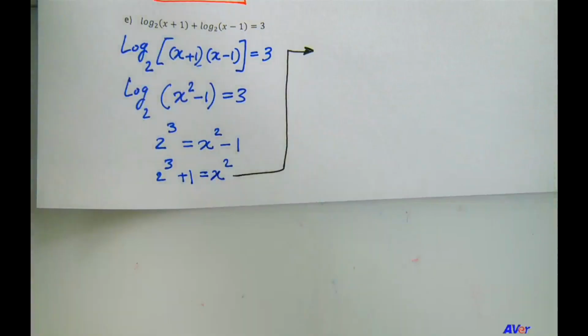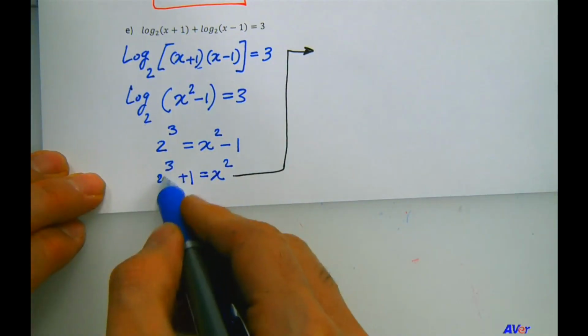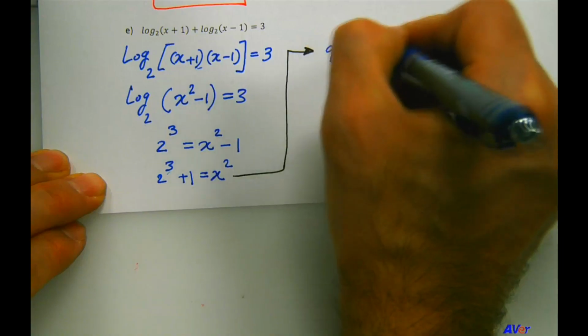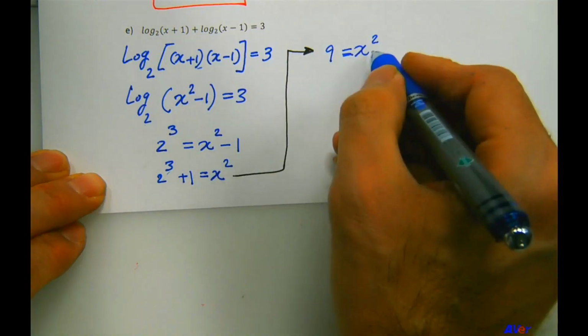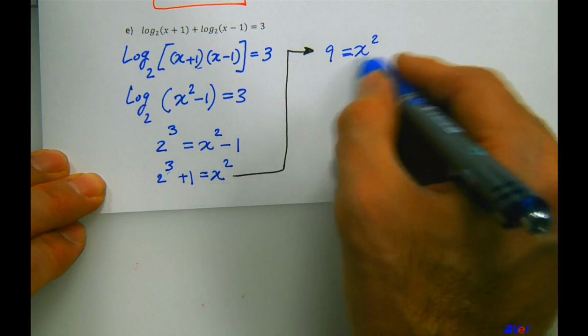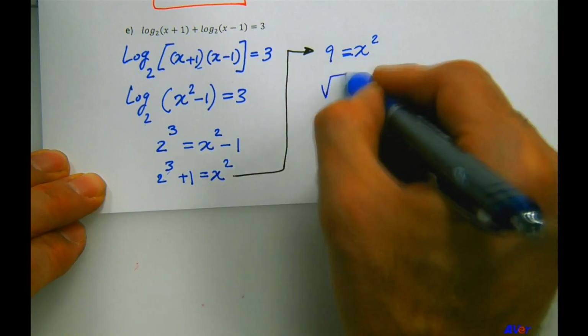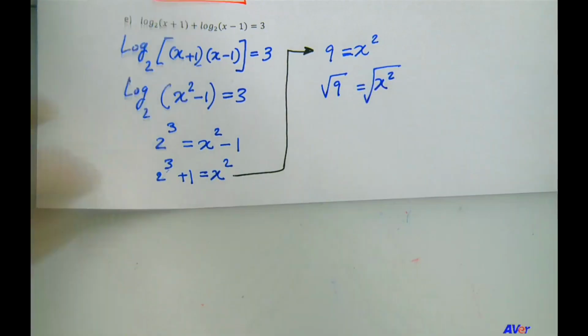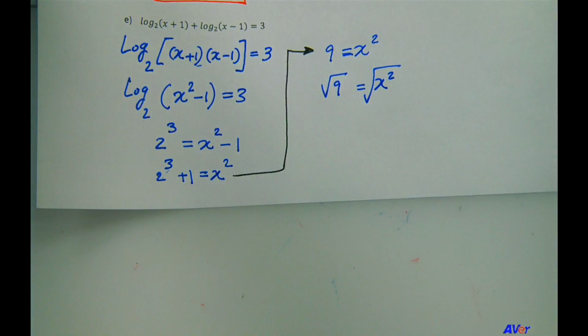So what do we have? On the left, 2 cubed is 8 plus 1 is 9 equals x squared, right? So what do we get? Take the square root of both sides. Is this correct, or is there something missing? We're taking the square root of both sides. Do you remember the square root property? Do you remember what that tells us that we need to have?